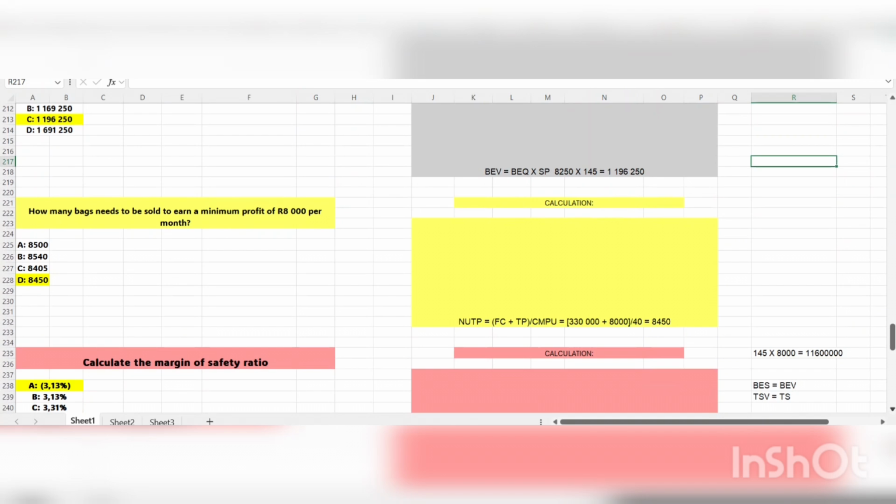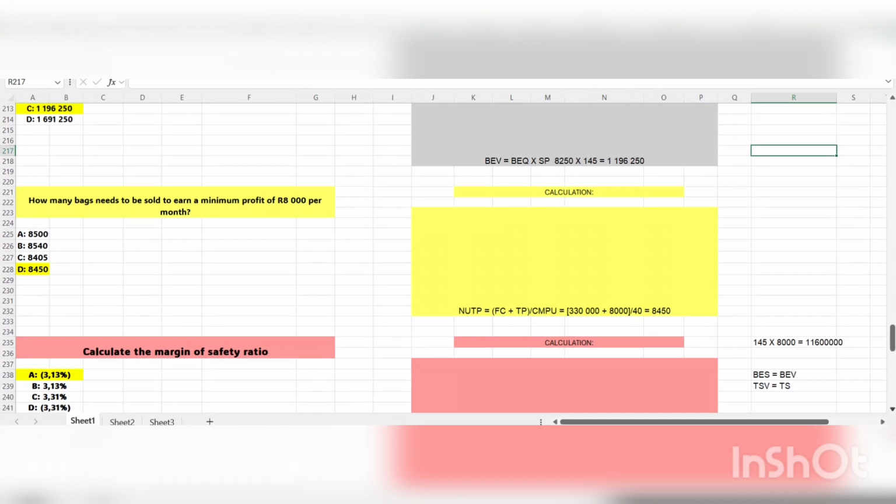The next thing we're going to do is calculate our margin of safety ratio. So your margin of safety ratio, the moment they say ratio, you need to know it's a percent. If they say a percent, it's a ratio. It's nearly the same thing. Every time you're just going to have the percentage sign.